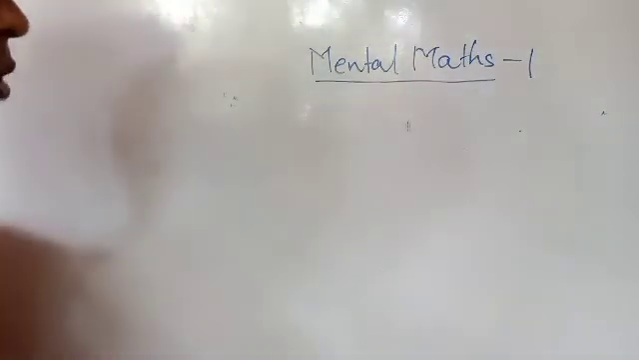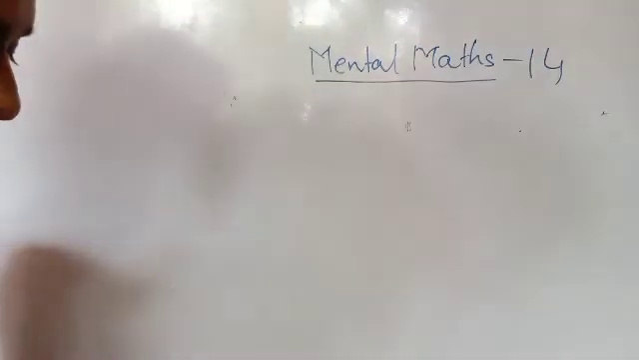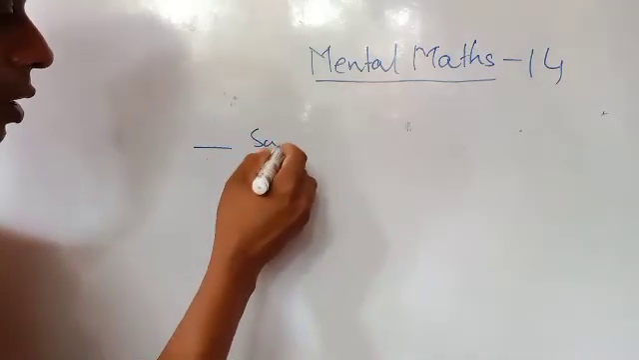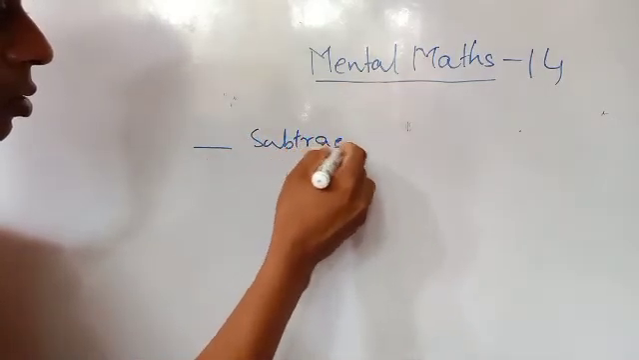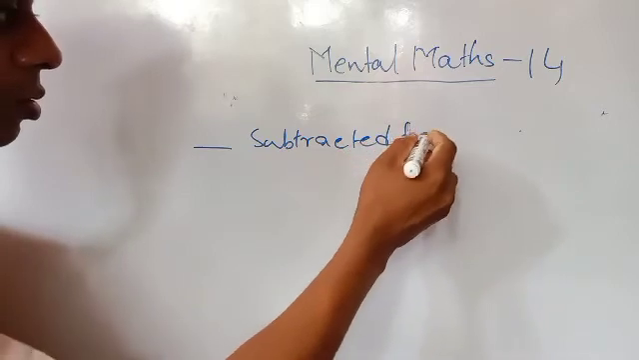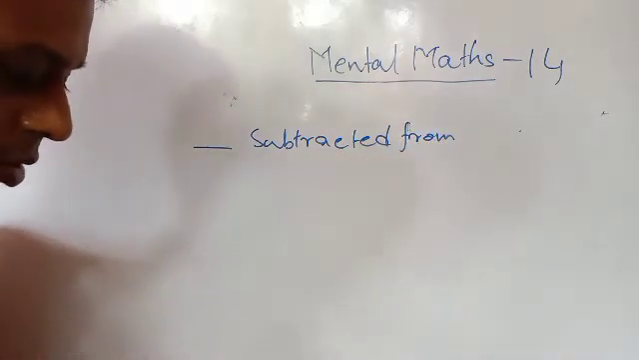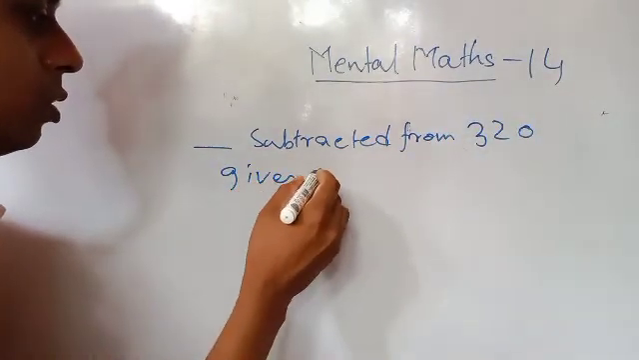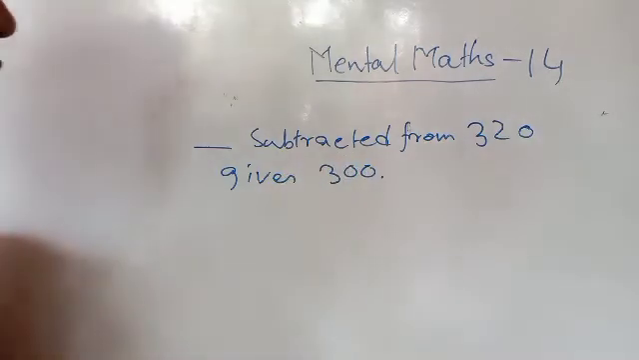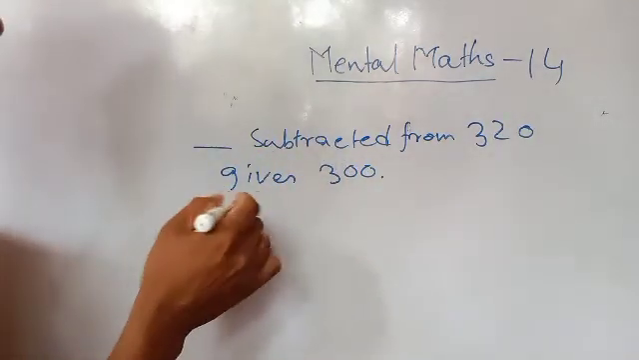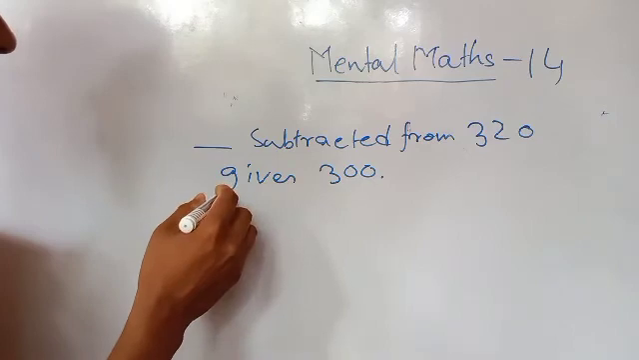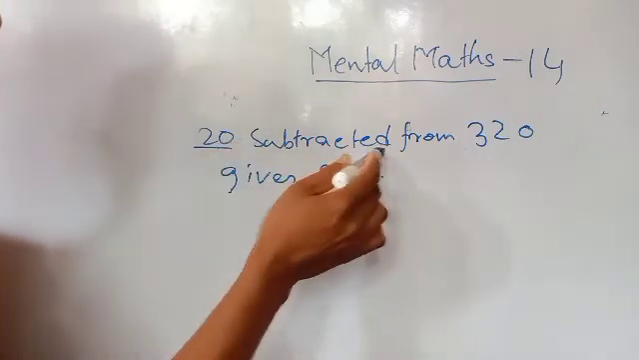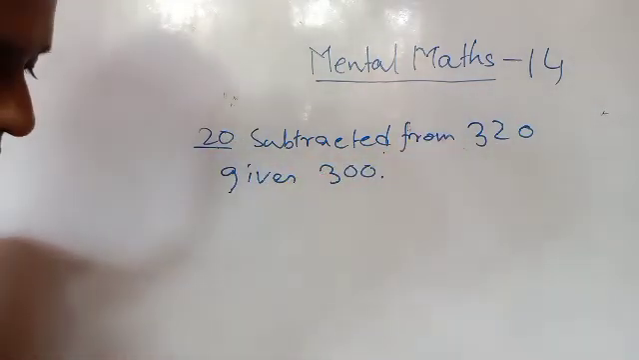And this one from mental math. Another one: dash subtracted from 320 gives 300. So what we will subtract from 320, then it will give 300? So 20, if we subtract from 320, then we will get 300.